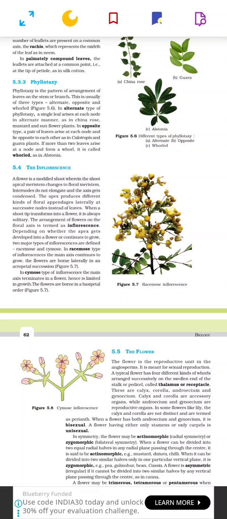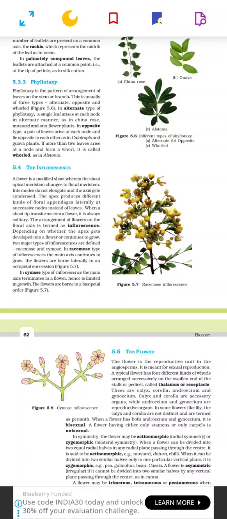Depending on whether the apex gets developed into a flower or continues to grow, two major types of inflorescence are defined: racemose and cymose. In a racemose type of inflorescence, the main axis continues to grow. The flowers are borne laterally in an acropetal succession. In cymose type of inflorescence, the main axis terminates in a flower, hence is limited in growth. The flowers are borne in a basipetal order.